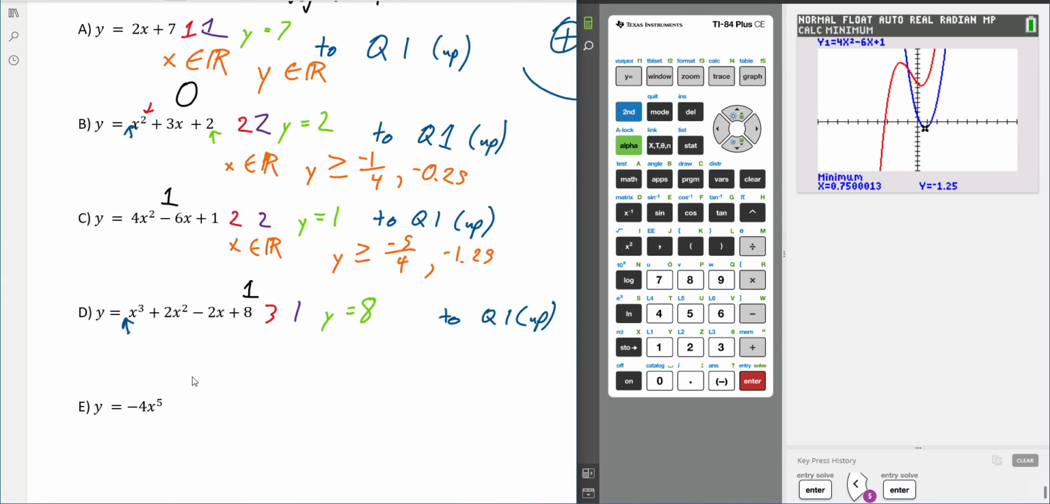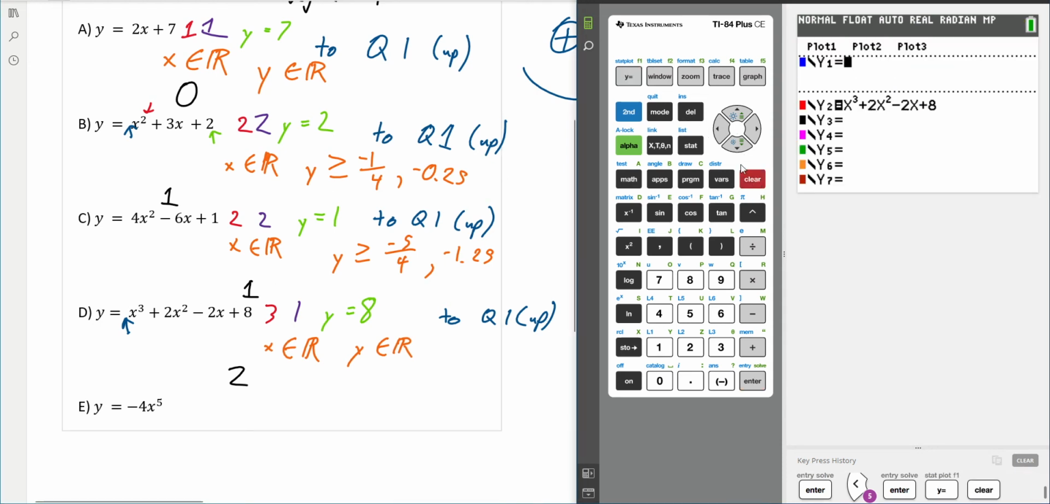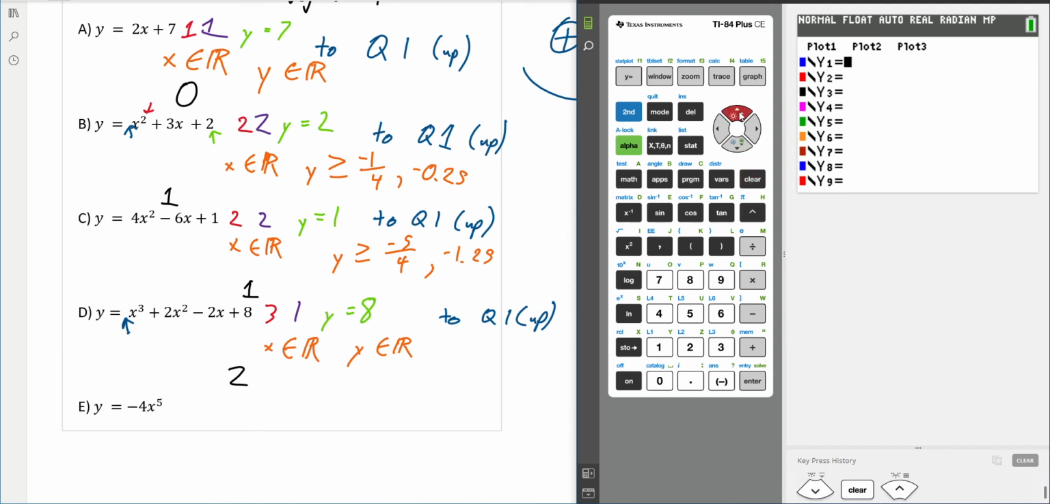what else? Okay, and our turning points, how many turning points do we have? We have 2 turning points. We have x is a real number, any real number. We have y is any real number. Because it's an odd degree, that means that it has y as any real number. Okay, and our last one, go ahead and try it out and pause the video. And when you're ready, press play.